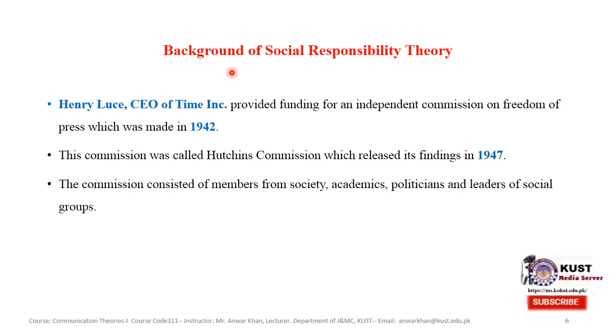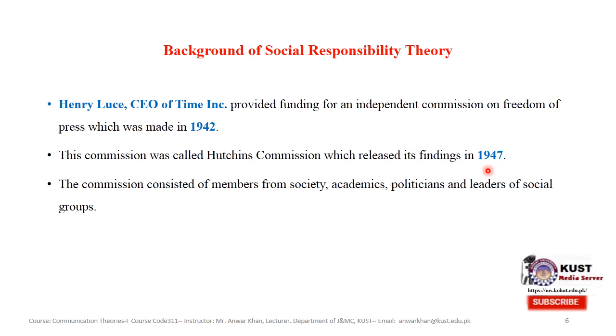So what happened was that there was a person with the name of Henry Luce, who was the CEO of Time Inc. He said that there has to be an independent commission which should work on the freedom of the press, and we should make some rules and regulations which should be in favor of the media, as well as satisfy the government. So he was a person who provided funding for a commission in 1942. And this very commission, made in 1942, was called the Hutchins Commission, right? And this very commission released its findings in 1947.